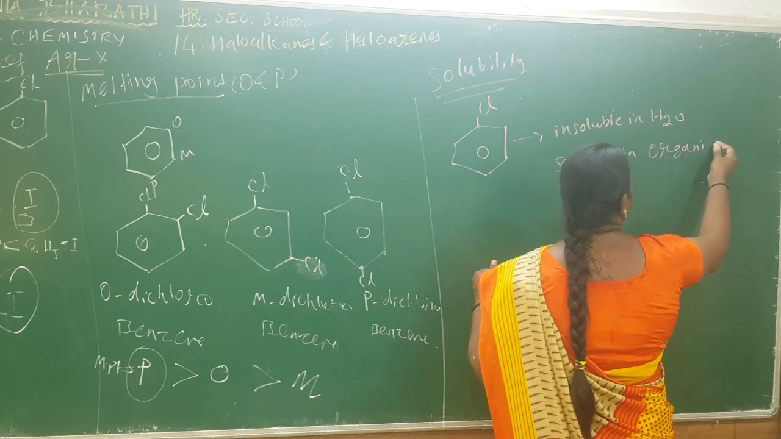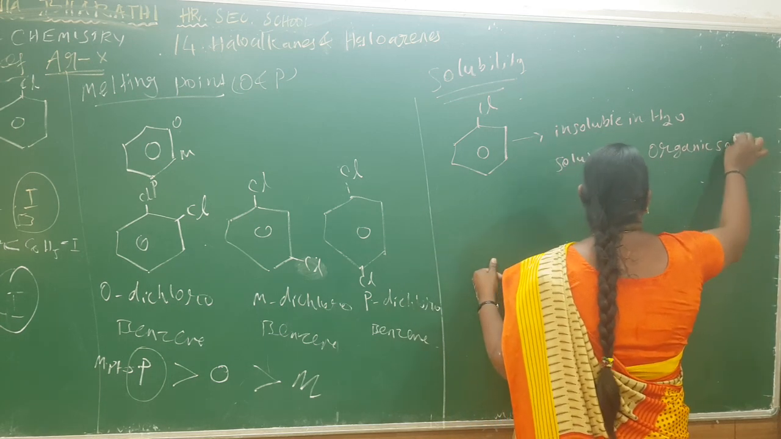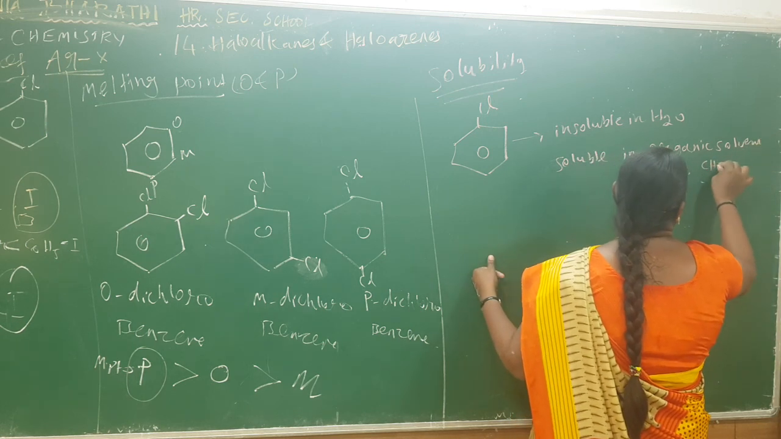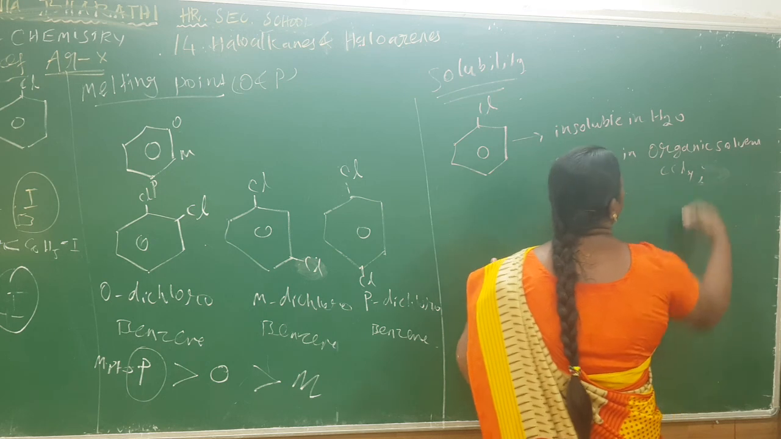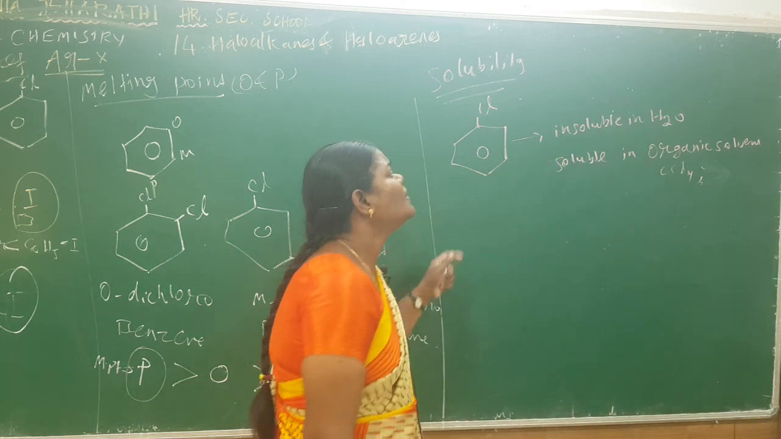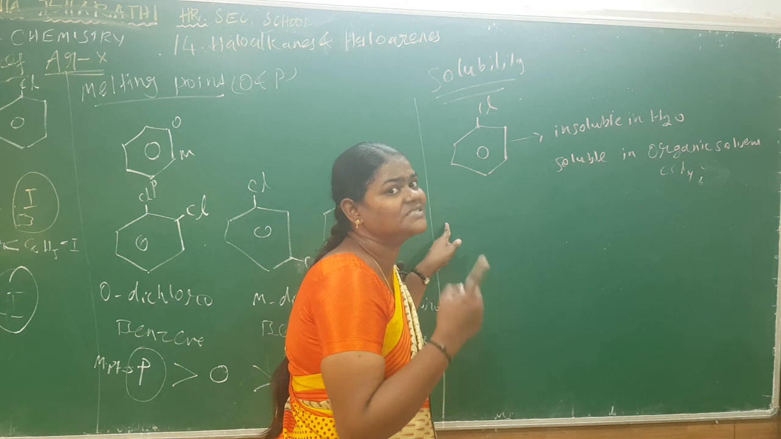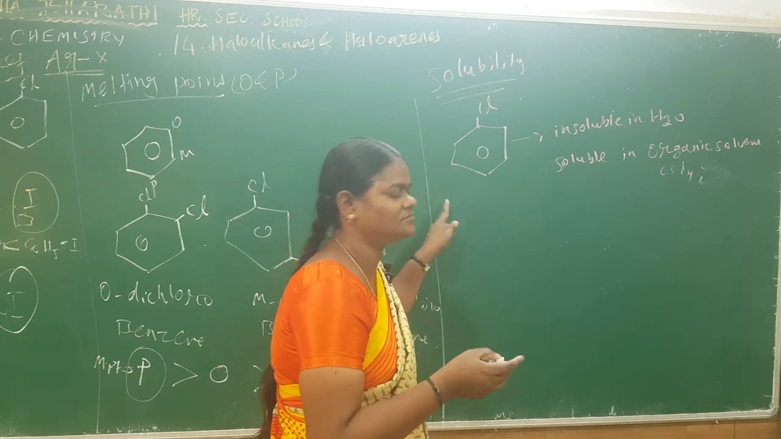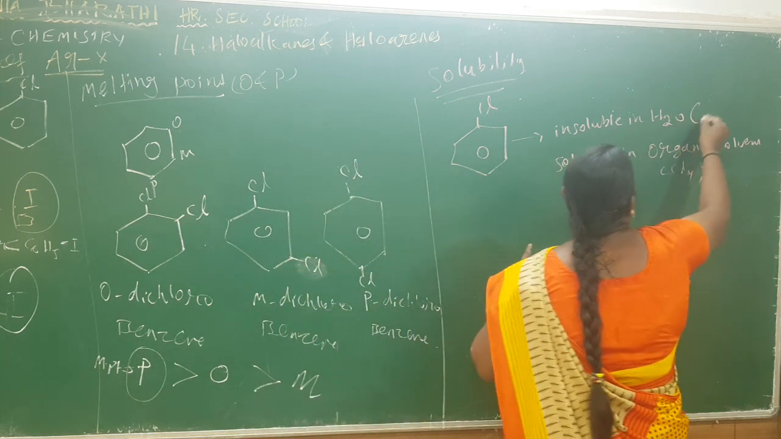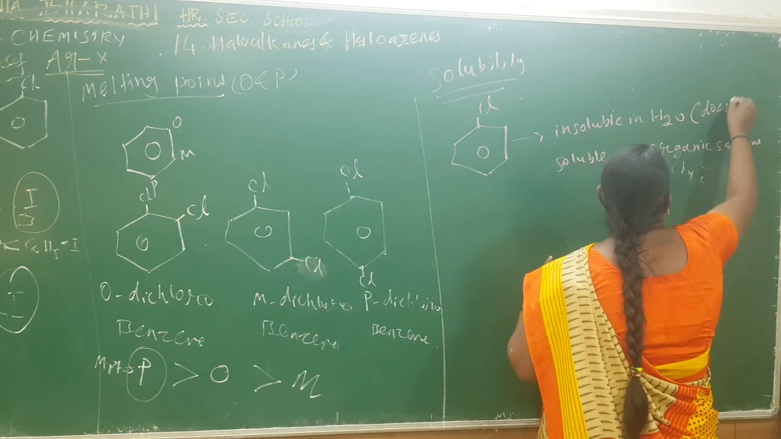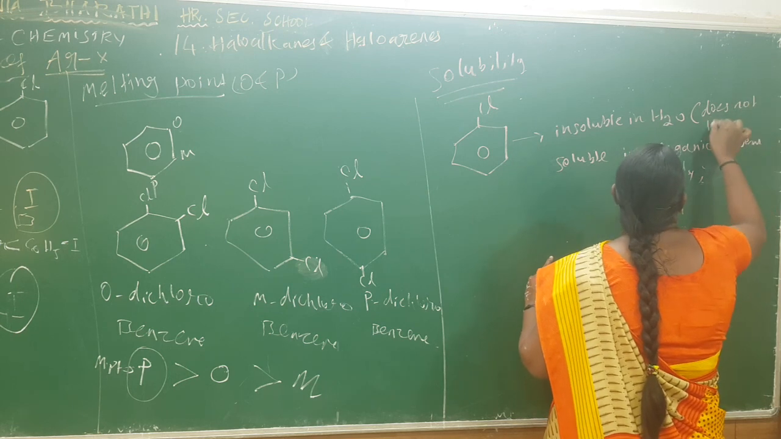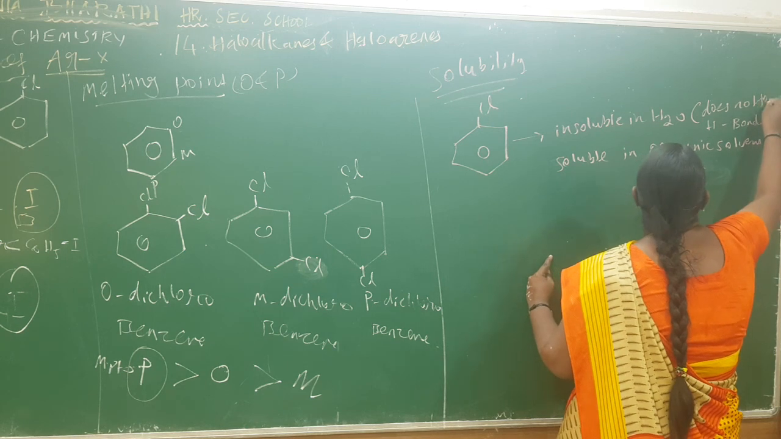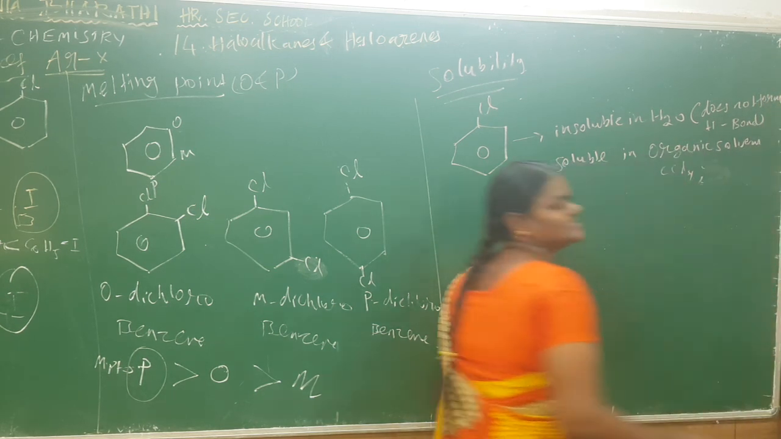Organic means non-aqueous solvent. Non-aqueous solvent means CCl4, methanol, ethanol. This is a basic example. What is the reason why it is not dissolved in water? It does not form hydrogen bond between water and the C-X bond.